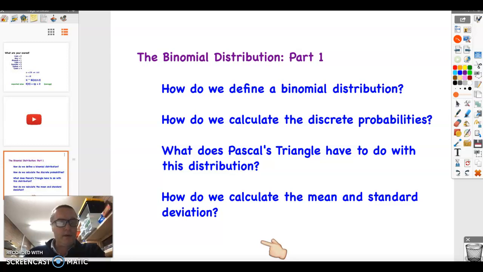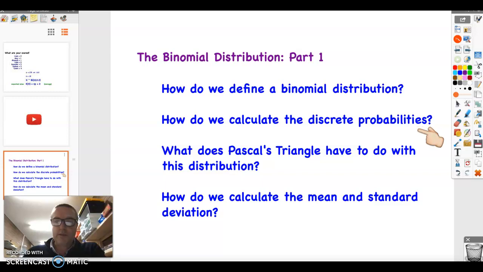G'day everybody. In this lesson we're going to start looking at the binomial distribution. The binomial distribution is a particular type of discrete distribution which we dealt with in our previous lesson. In this lesson we'll talk about how we define a binomial distribution and how we calculate those discrete probabilities once we've defined that distribution.